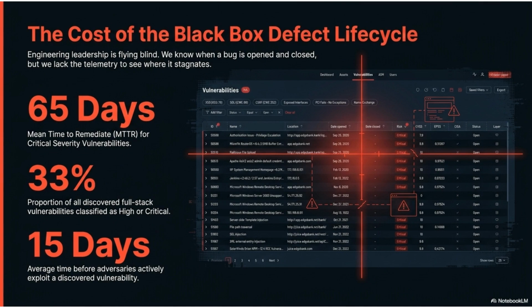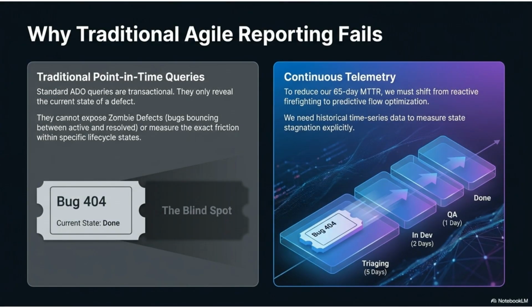We see a mean time to remediate, or MTTR, of 65 days for critical severity vulnerabilities. Roughly 33% of vulnerabilities are high or critical, and adversaries exploit a discovered vulnerability within an average of 15 days. Traditional Agile reporting with point-in-time queries only reveals the current state, missing stagnation.